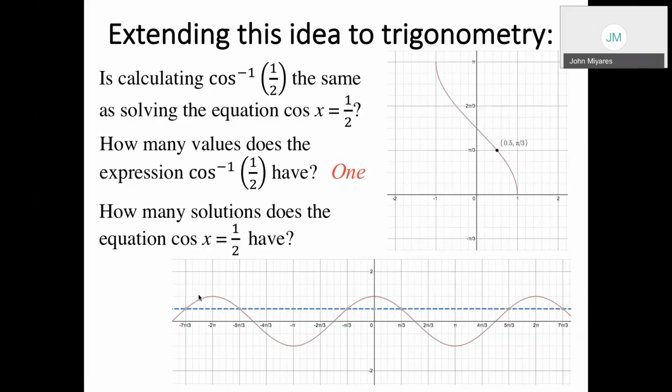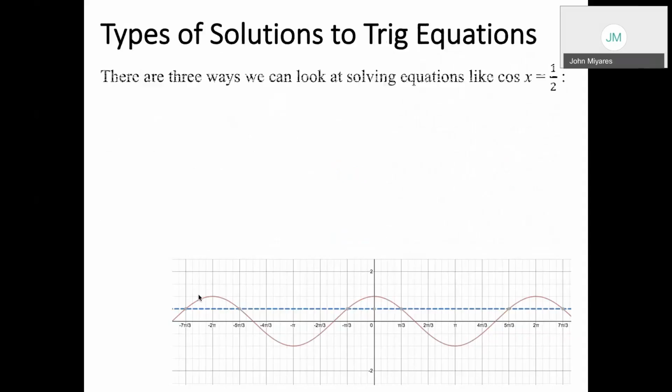Long story short, how many solutions does the equation cosine x equal 1/2 have? A lot. The purpose of this lesson is to look at problems like this and come up with strategies for how we can explicitly state the solutions to the equation cosine x equals 1/2, knowing it could possibly have an infinite number of solutions. There are 3 ways we can look at solving equations like cosine x equals 1/2.